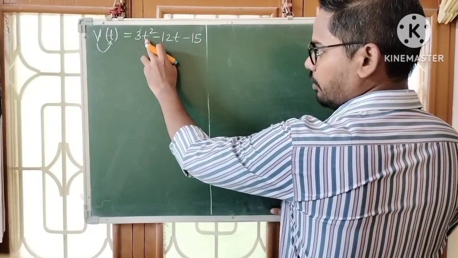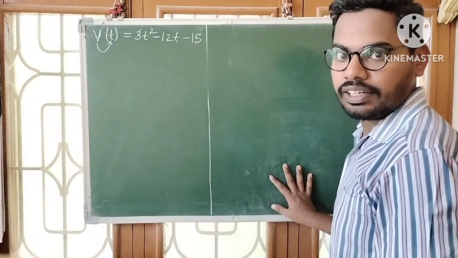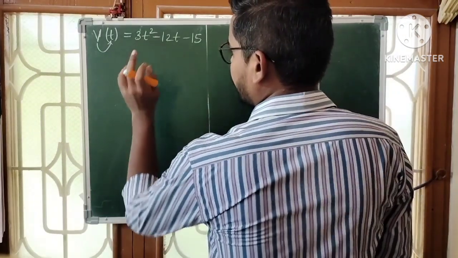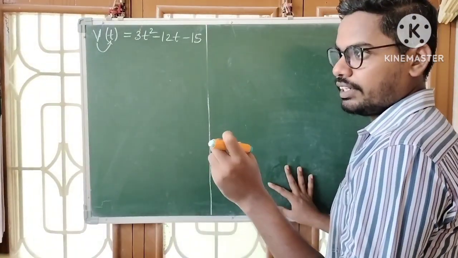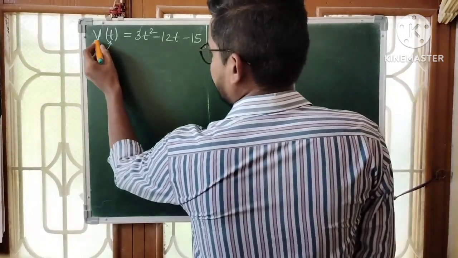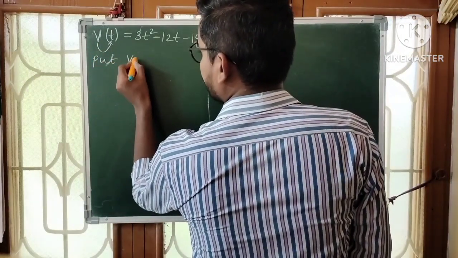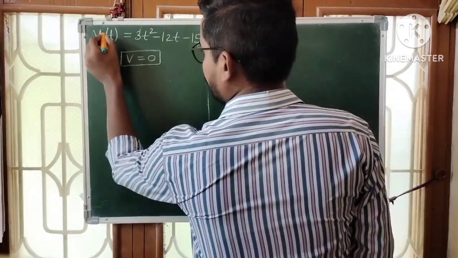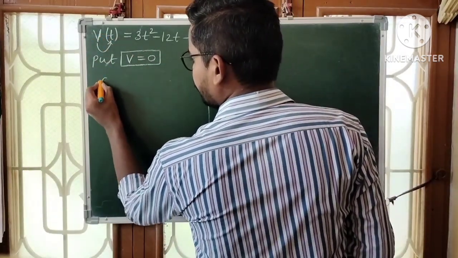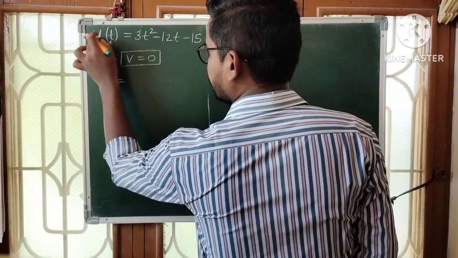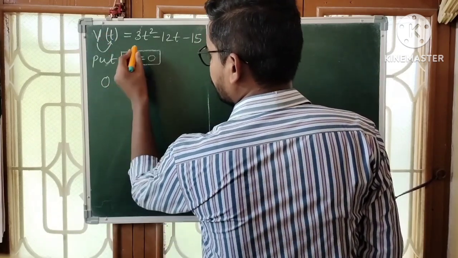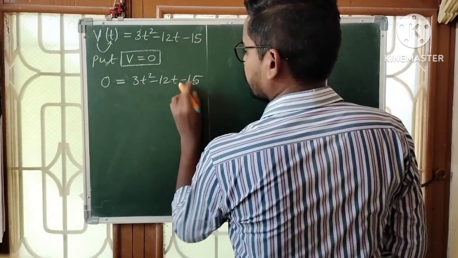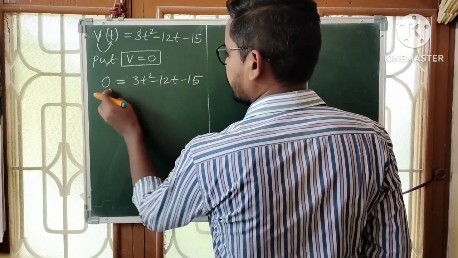So in place of t, what value should we take so that the velocity becomes 0? That is our objective. So to find the time at which the velocity of the particle is 0, put v is equal to 0. So velocity must be equal to 0. So now this equation becomes 0 is equal to 3t square minus 12t minus 15.